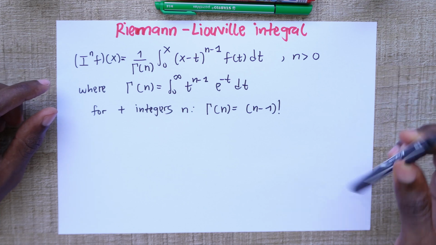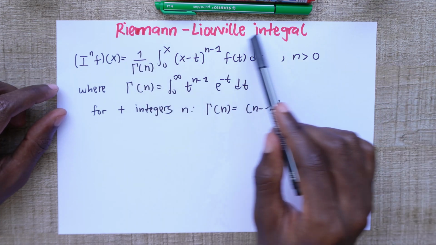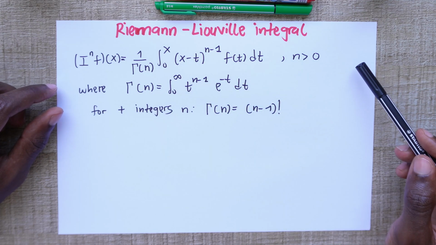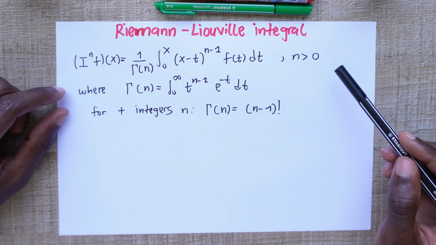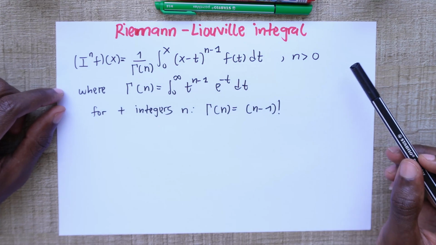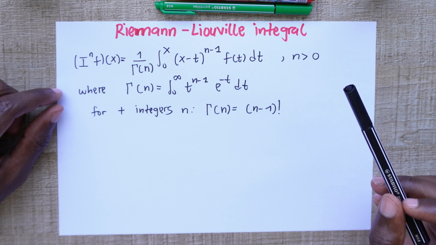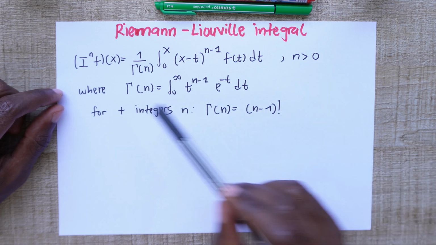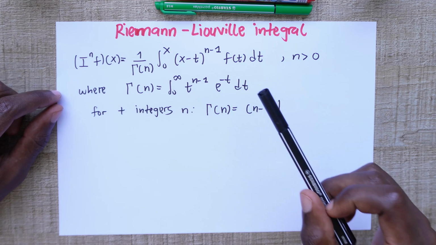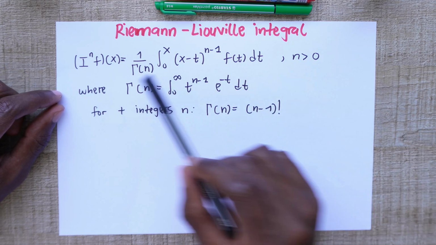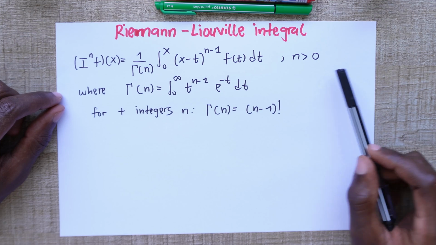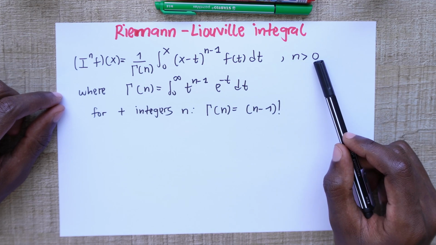A cornerstone of fractional calculus is the Riemann-Liouville integral, named after two French mathematicians, I think, Bernhard Riemann and Joseph Liouville. This integral extends the idea of repeated integration to fractional as well as real orders. This expression defines the Riemann-Liouville integral of order n greater than 0.